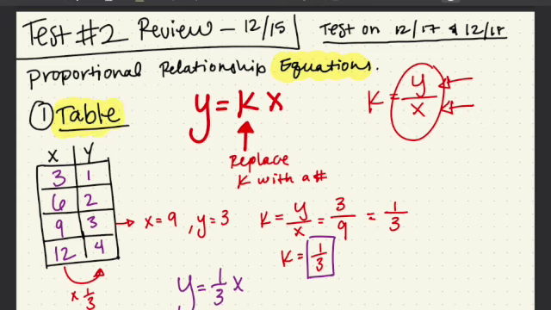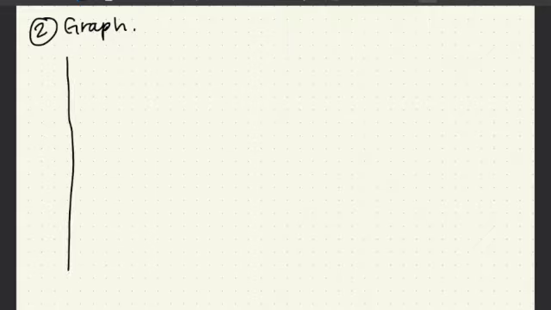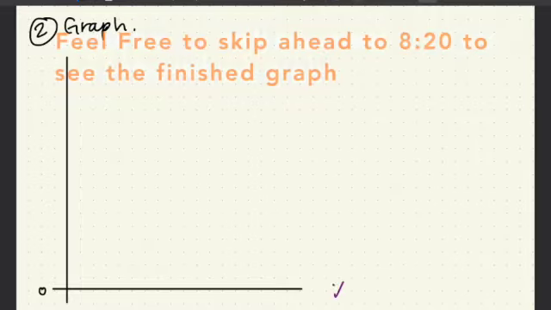Okay? Now the next way we can find an equation is by using a graph. So let's make a graph here. Let's draw some lines. Okay, so let's draw our graph. We've got 0, 0. Oh, first we can't forget to label: this is the x-axis and this is the y-axis.